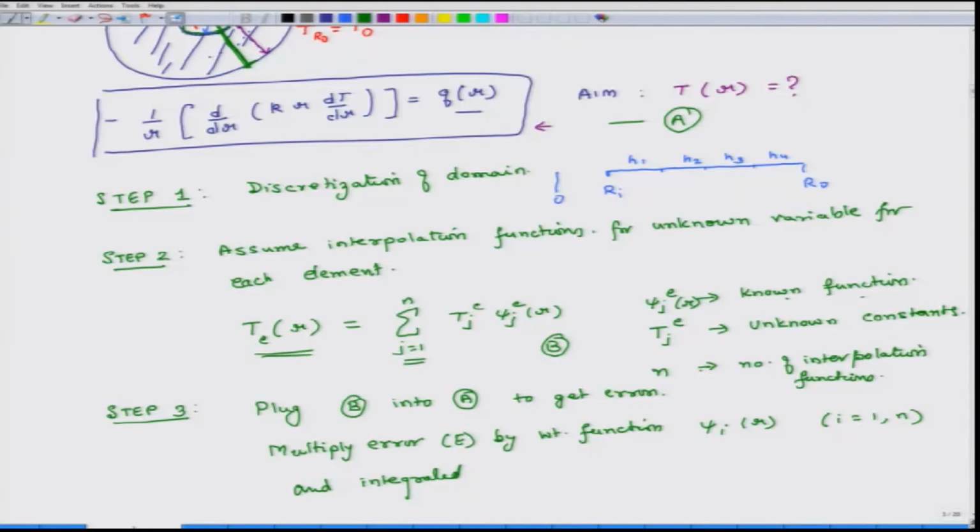integrate the product over element and equate it to 0.